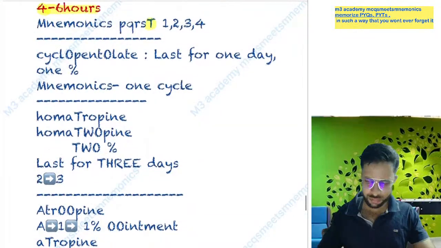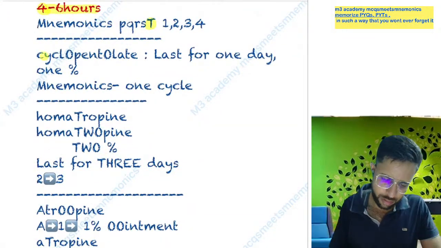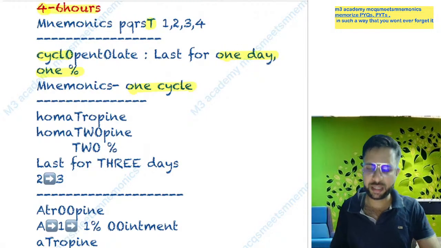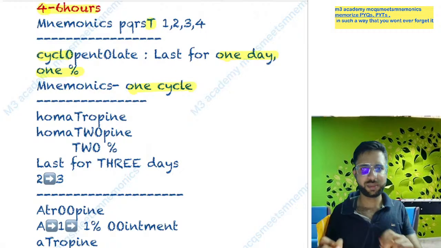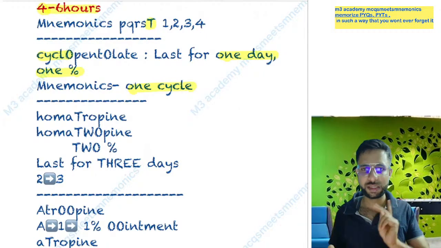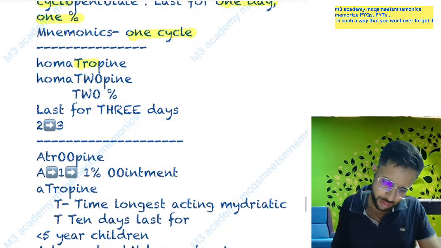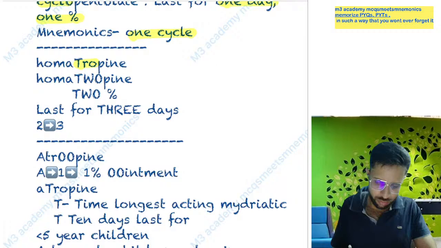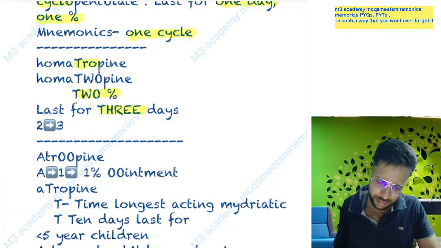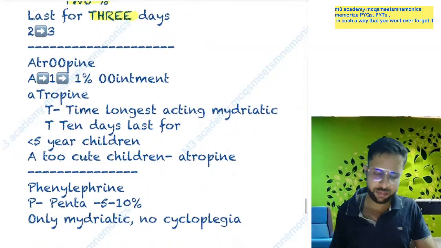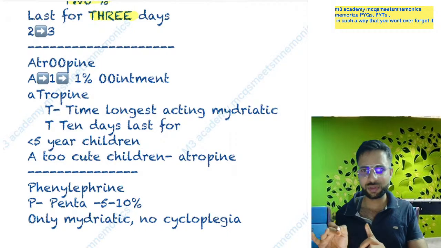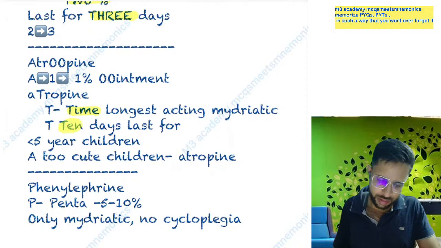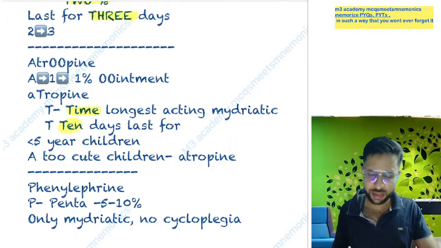Now next is cyclopentolate. Cyclopentolate means cycle. So you can remember one cycle means 1% and lasts for 1 day. So just remember one cycle, 1 day, 1% 1 day. Now homatropine. You can pronounce it homatropine. Homatropine means 2% use लिया जाता है और 3 दिन तक इसका action रहता है. Now atropine, we already know atropine T means time. So this works for the time, it is the longest acting mydriatic, और कब तक काम करेगी, T for 10 days, so action lasts for 10 days.